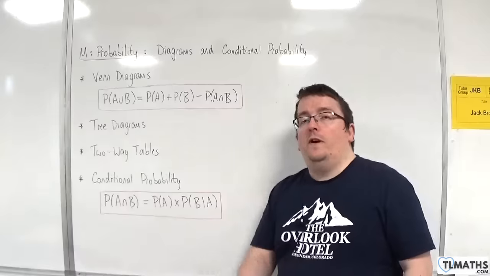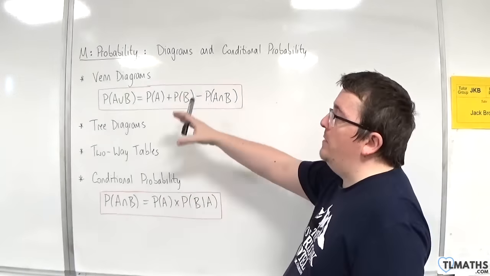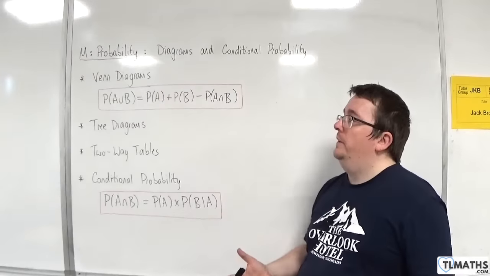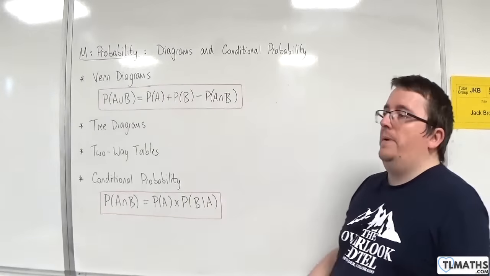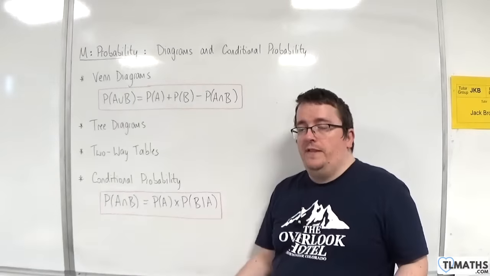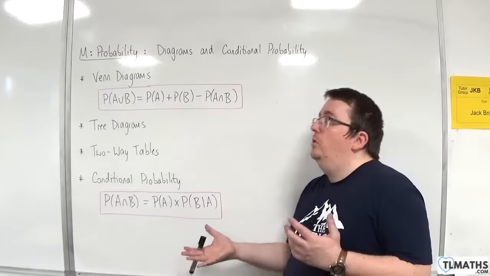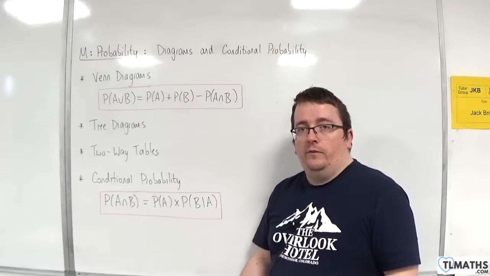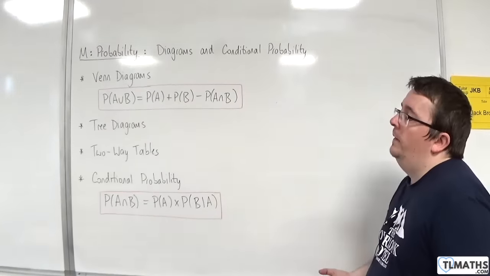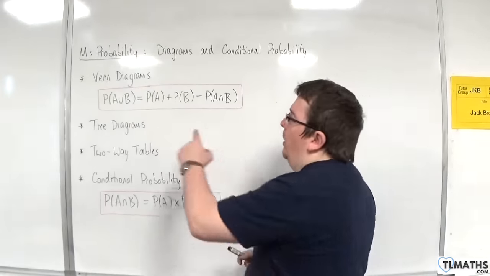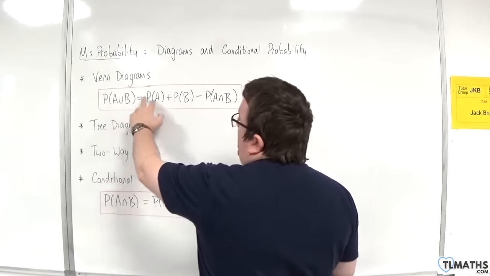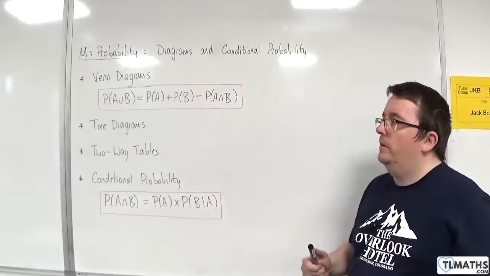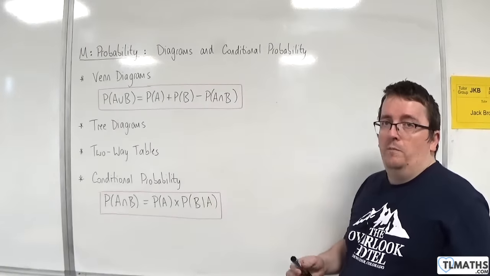Now, you should be well versed in utilizing Venn diagrams, tree diagrams, and two-way tables as part of probability. Now, with Venn diagrams, maybe you should draw one given the information that you have, or you might already have one drawn and then you're going to work with the probabilities given there. You might be finding missing values. Now, you are given that the probability of A union B is the probability of A plus the probability of B, take away probability of the intersection of A and B. That's given to you in the formula booklet.